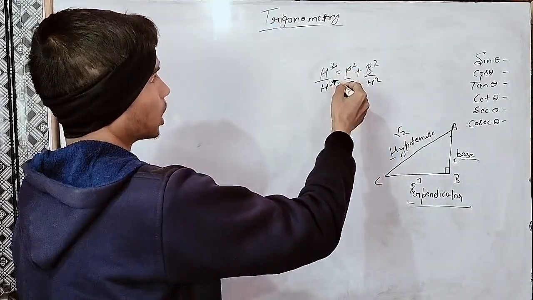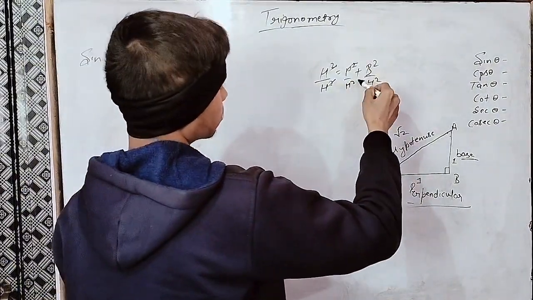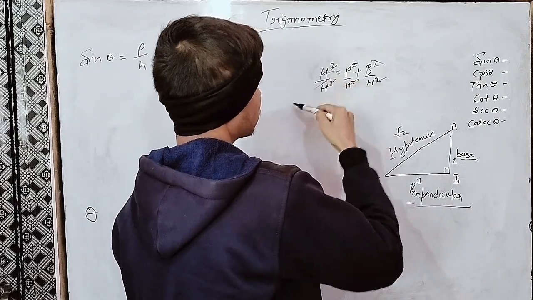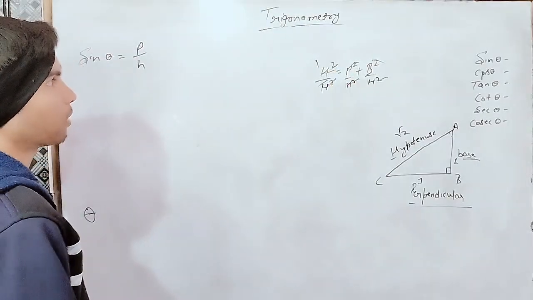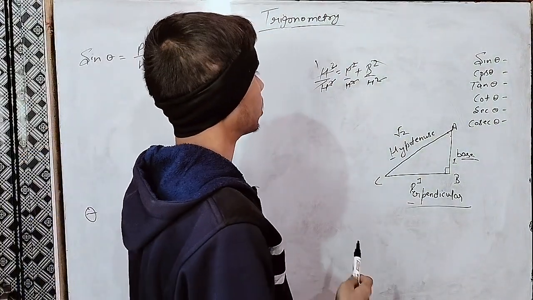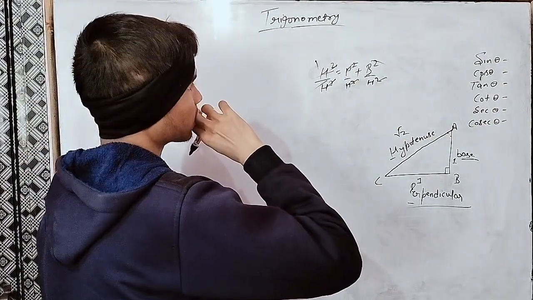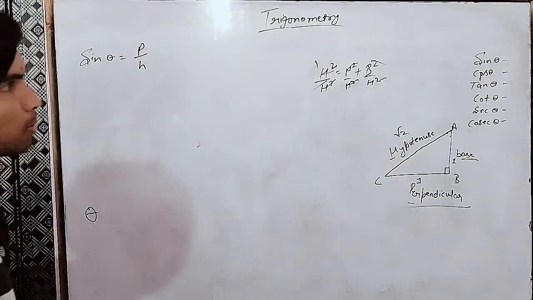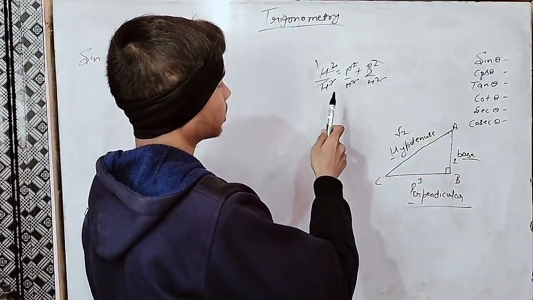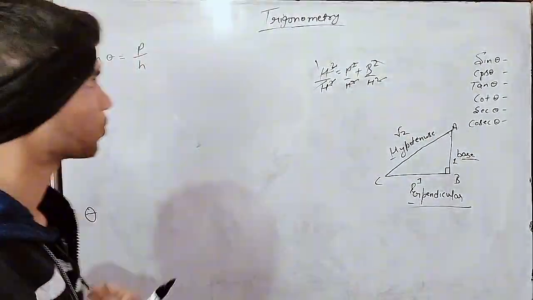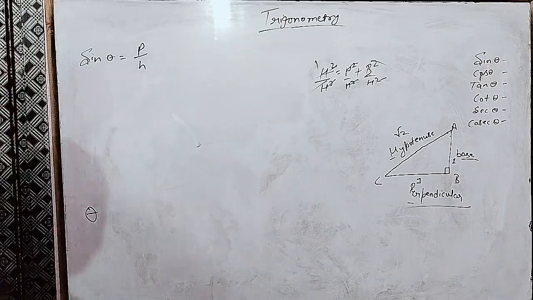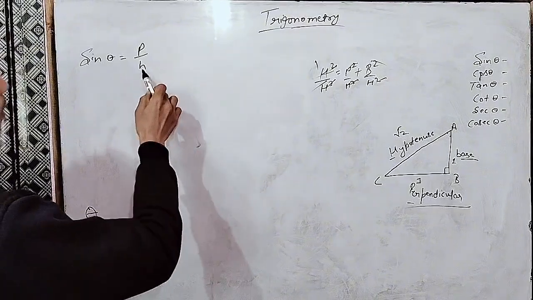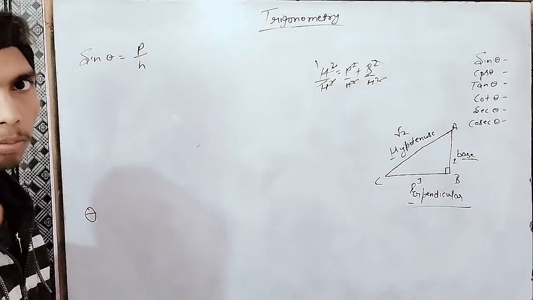Here you can see that the square gets cancelled, and 1 remains. So try to understand: P by H. Our first is sine. Then we have cos theta. So P by H is the formula of sine theta.